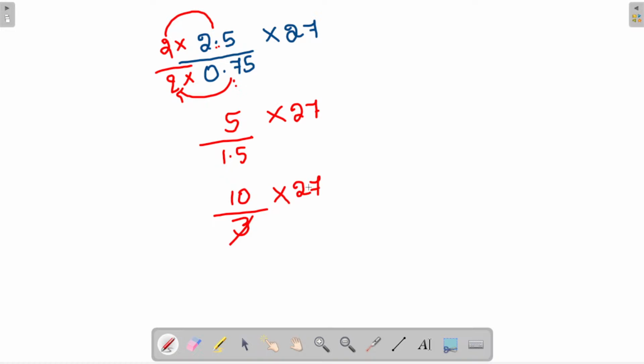Now I can do it easily. 3 nines are 27, 9 into 10, 90. That is your answer. Is it clear? Write it down as an example, then I will tell note 2. We can do this as mind calculation.